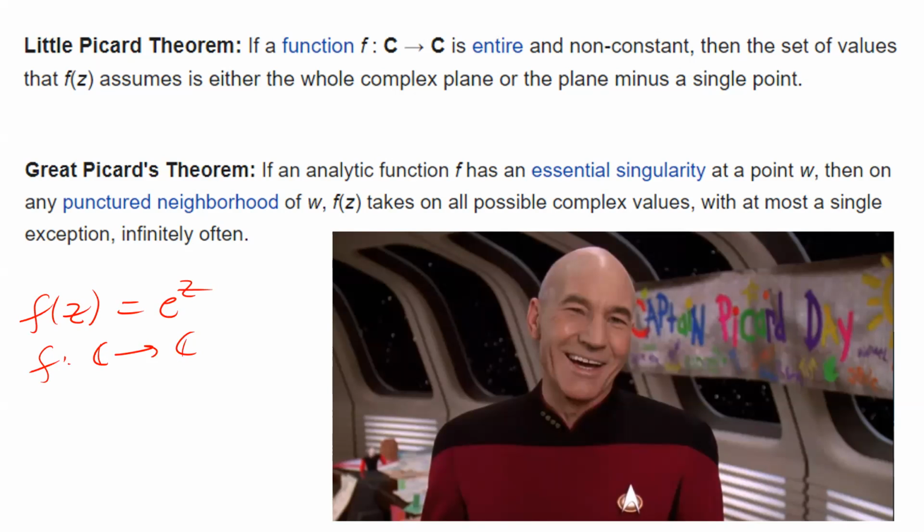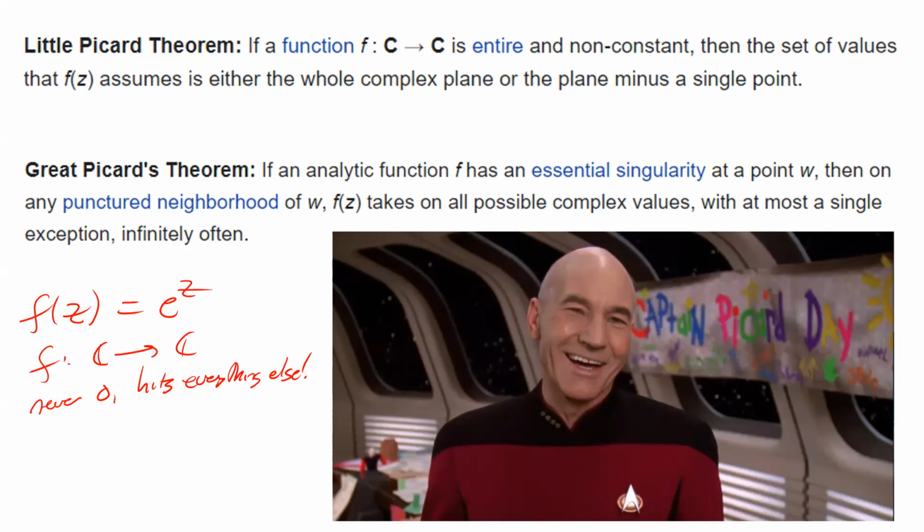Are there any values that this misses? 0. Yep, so it's never 0, and it hits everything else. And so it's a nice exercise. It's not too bad to show if I give you some number w, you can figure out what z is so that e to the z equals w. There'll be infinitely many z's because every time you increase the imaginary part of z by 2 pi, you just return back to where you started.